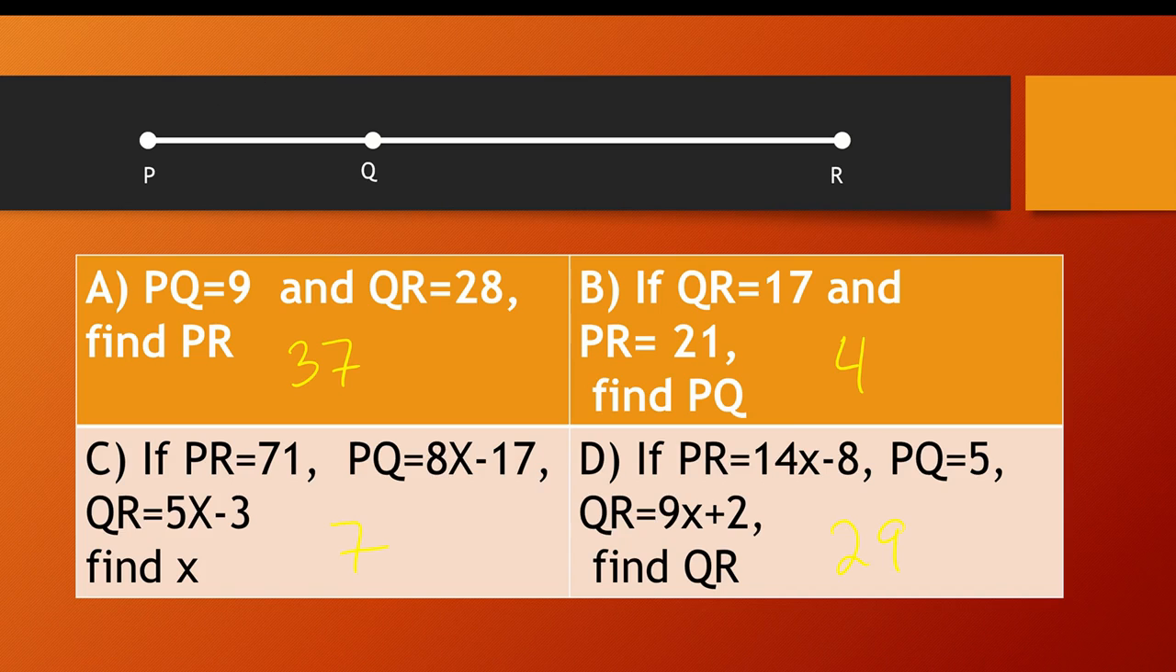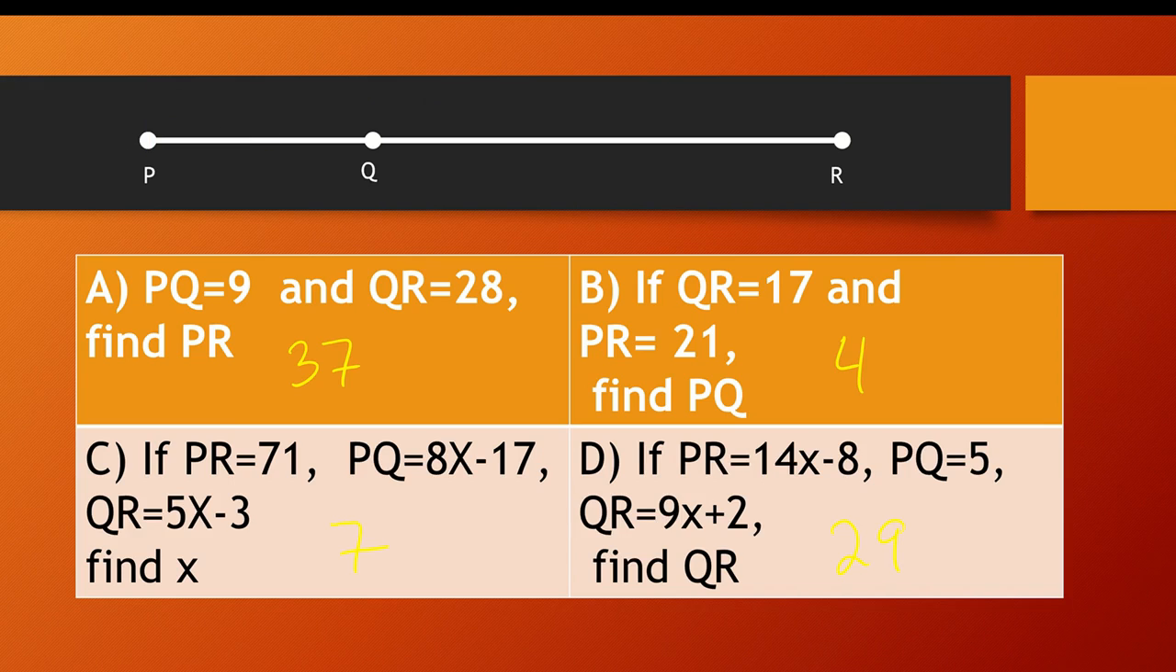For A, PQ, they're telling you this is 9. QR is 28. If we're looking for the entire thing, all we simply have to do is add both of them. That's how we get 37. The first one is a little bit easy.